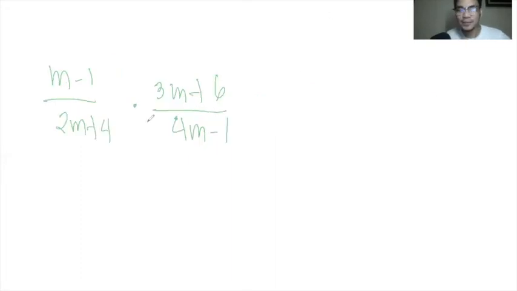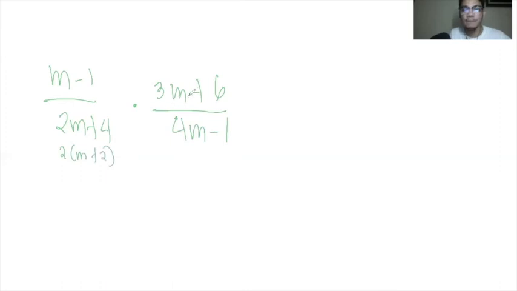Okay, another example that we can also answer and practice on, we have m minus 1 over 2m plus 4 times 3m plus 6 over 4m. Again, we need to make sure that everything is factored properly. So we can factor the 2m plus 2. Common factor is 2. Then we divide each by 2. We get m plus 2.